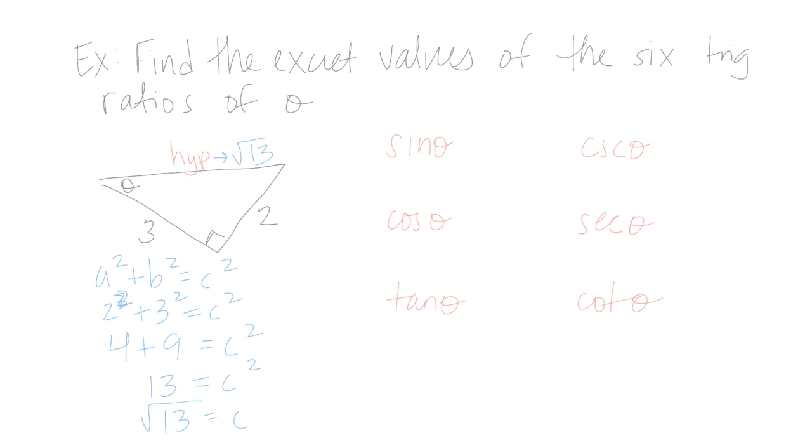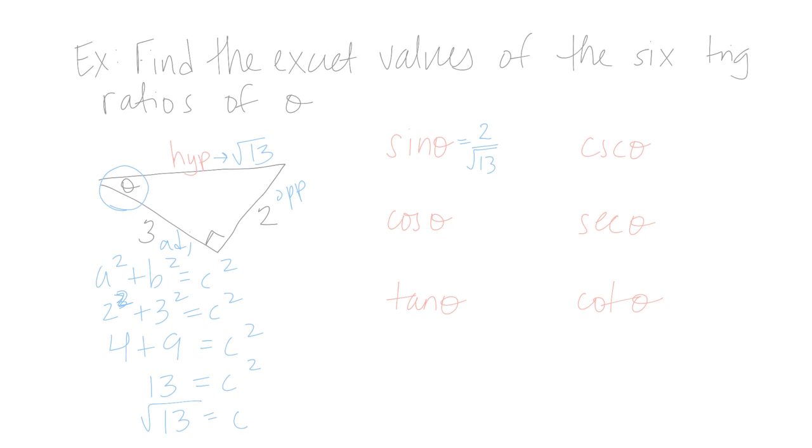Okay, so now we know sine is opposite over hypotenuse. Let's see, theta's here. So if that's theta, this has to be the opposite and this has to be the adjacent. So opposite is 2, so it's going to be 2 over root 13. And we wouldn't leave our answer like that because that's not rationalized.